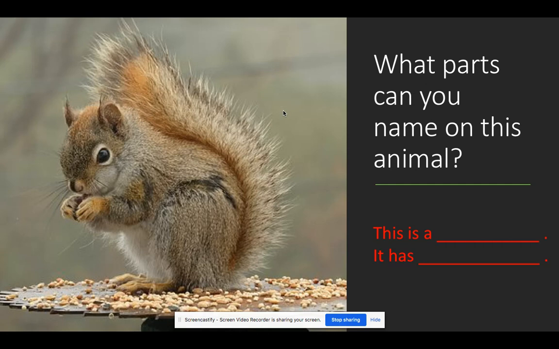Now let's look at this picture of a squirrel. What parts can you name on this animal? And I'm going to pause here for a second, and I want you to pause the video, and I want you to do some thinking. So pause the video and answer this question.